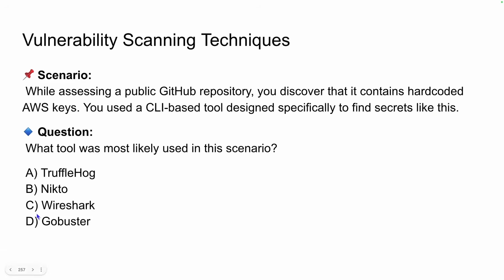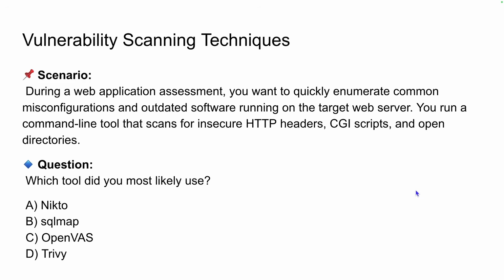So GoBuster is an enumeration tool that can find us directories and subdomains. Wireshark is a network sniffer. Nikto is a web server scanner. And TruffleHog is the only one that I can think of that will scan for secrets. So yes, very good. Okay, great.